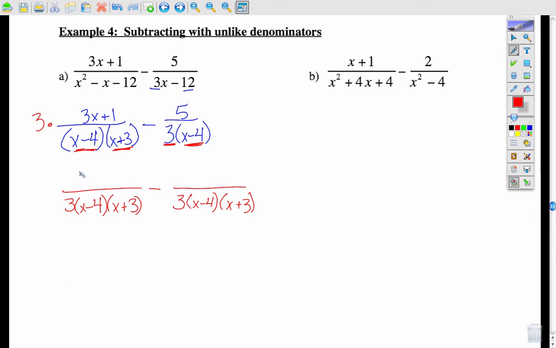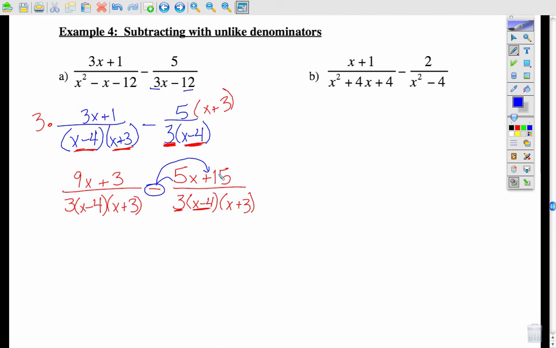Now you just ask yourself the question, okay, what is missing? How do I get to that common denominator? This one is only missing a 3. So I'm going to take the top times 3, which will give me 9x plus 3. This one is missing an x plus 3 because it already has a 3, already has an x minus 4. It's only missing this x plus 3. Distributing that, I will get a 5x plus 15.